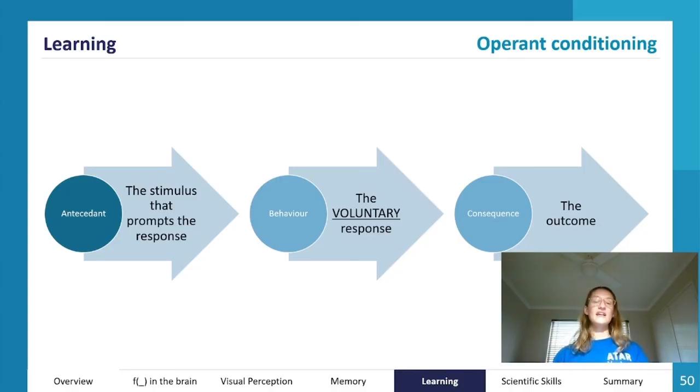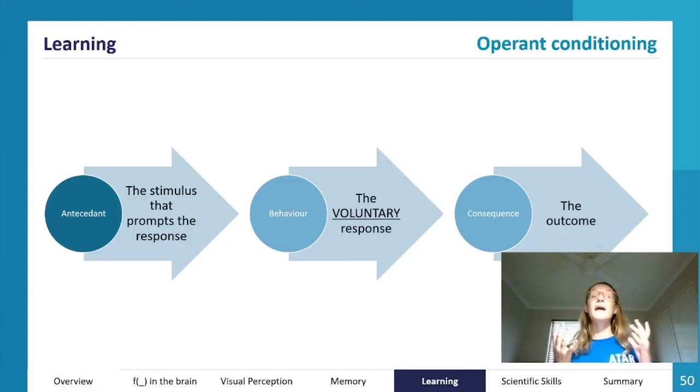So the ABC of operant conditioning. This is what operant conditioning is. So our antecedent is the environment that makes the conditions right for the behavior to follow, and it can be reinforced or extinguished by its consequences. So we have our A, our B, and our C. So our antecedent, our environment, is the stimulus that prompts the response. Behavior is the voluntary response, and the consequence is the outcome. So let's go through a bit of an example to make that a little bit more sense.